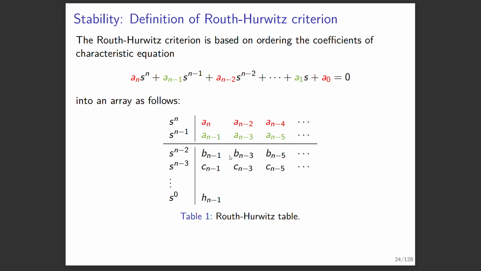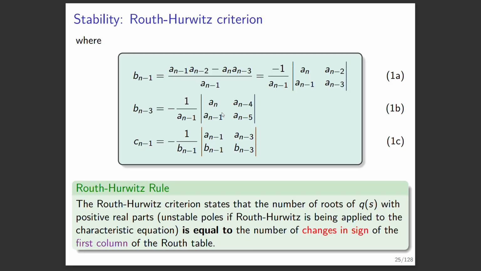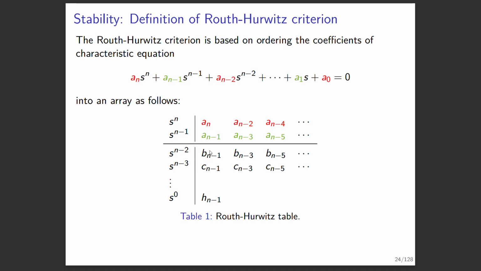So the third row is created from the first two rows of the table. The fourth row is created from the two rows that are before the fourth row, so from row number 2 and row number 3. The fifth row is created from row number 3 and row number 4. Using this formula. So what's b_n minus 1? b_n minus 1 is this element.